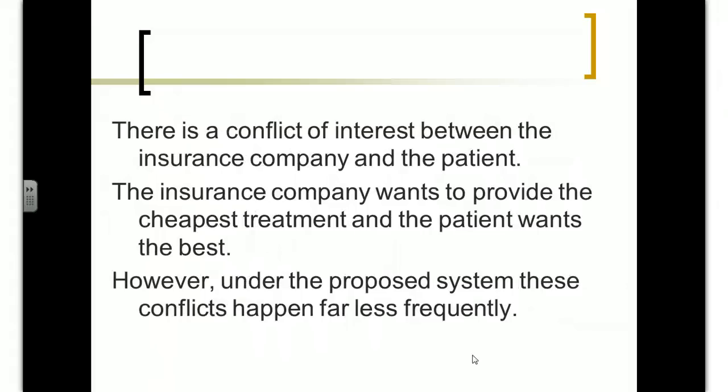So there's a conflict of interest between the insurance company and the patient. The insurance company doesn't want to start spending out money on healthcare, and the patient clearly does. So the insurance company wants to provide the cheapest treatment, and the patient wants the best. However, under the proposed system, these conflicts happen less frequently, and perhaps in the most catastrophic cases, there isn't really a choice at all. You just have to provide a particular treatment, and it has to be done. Whereas in much more everyday cases, there may actually be greater choice, greater scope. And so rather than having somebody else make the decision, the emphasis is on the patient.